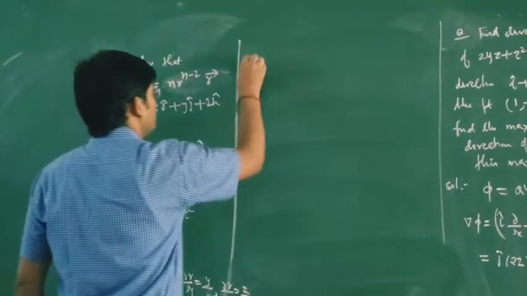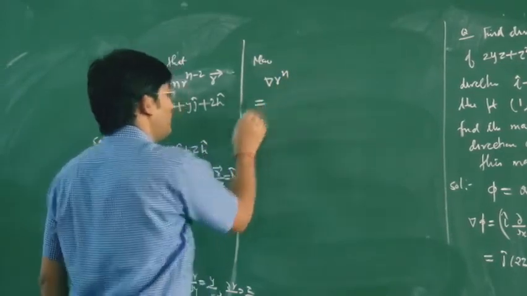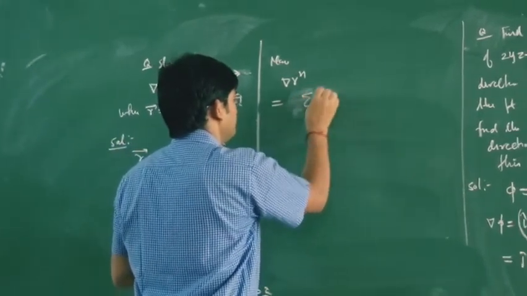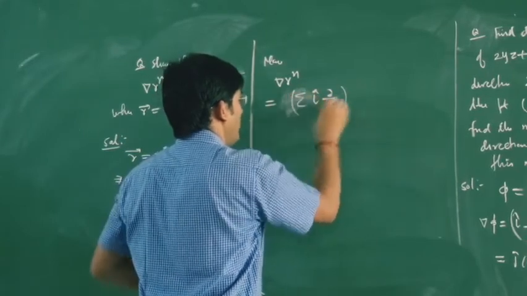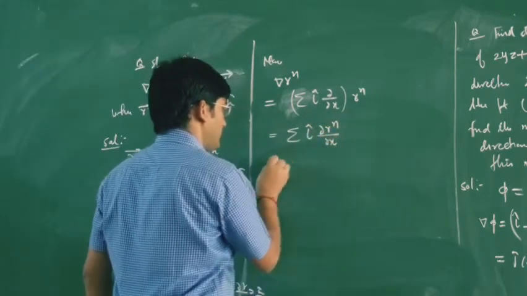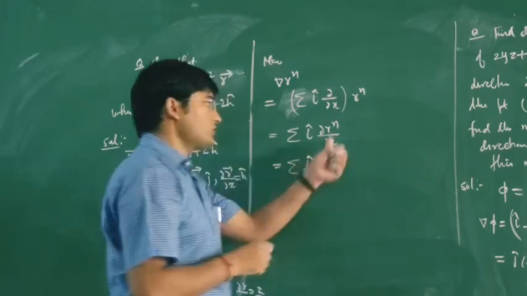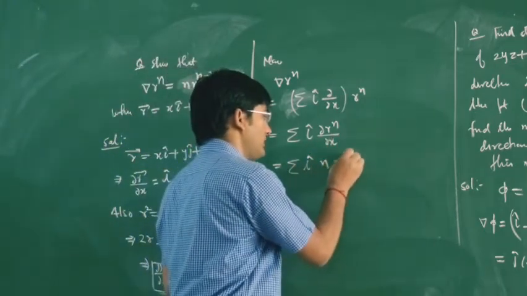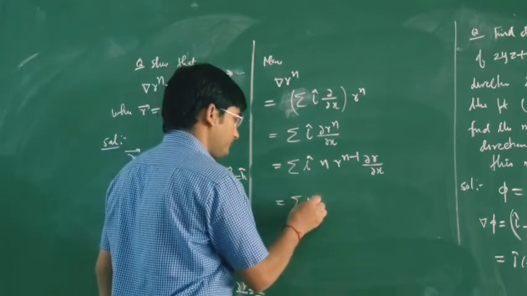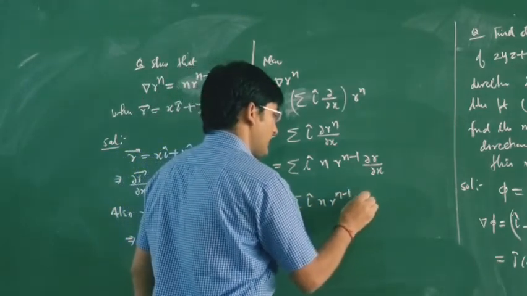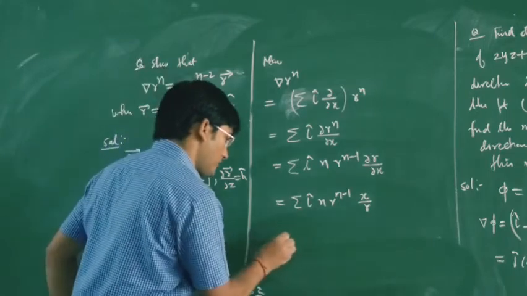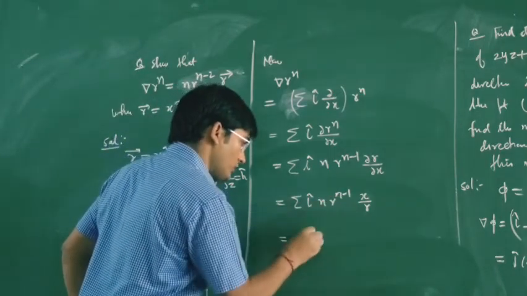Now grad r power n equal to, let us use the definition of grad, which is equal to summation I del by del x of r power n. So this is equal to summation I del r power n upon del x. Now this will be equal to I. Now the differentiation of r power n will be n, r power n minus 1 and then the differentiation of r with respect to x will be del r upon del x. Now the value of del r upon del x is x upon r. Now we can take r outside of the summation, so this will be your n. Now this r will go in the numerator, so this will be your n minus 2.